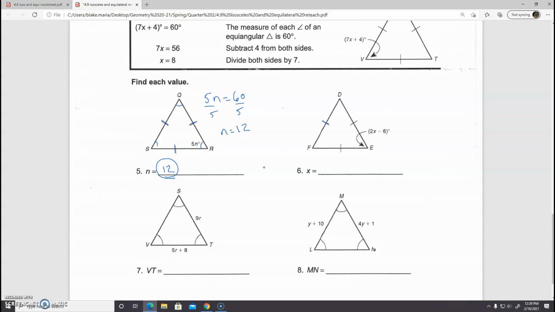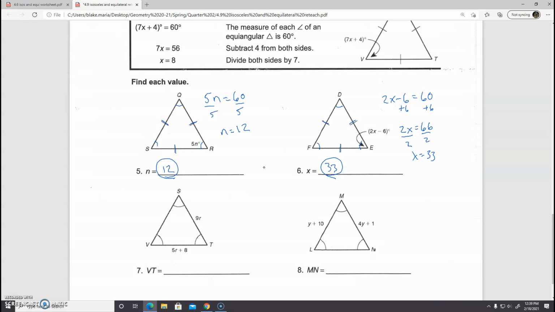Same concept here. All the sides are equal, which means all my angles are equal, which means every angle has to be 60. So 2x minus 6 has to equal 60. Add 6 to both sides, and then divide both sides by 2. So you get x equals 33. And that's what they asked for, so we're done.